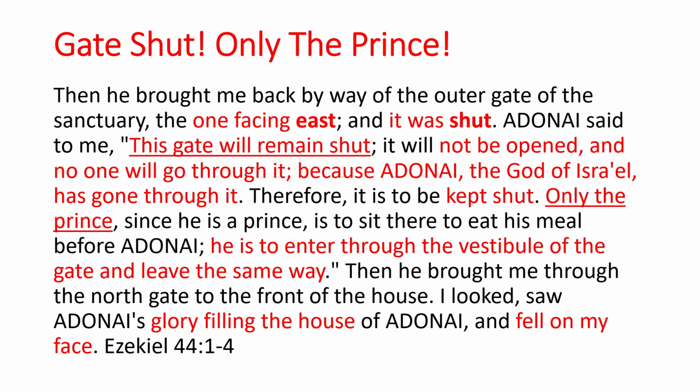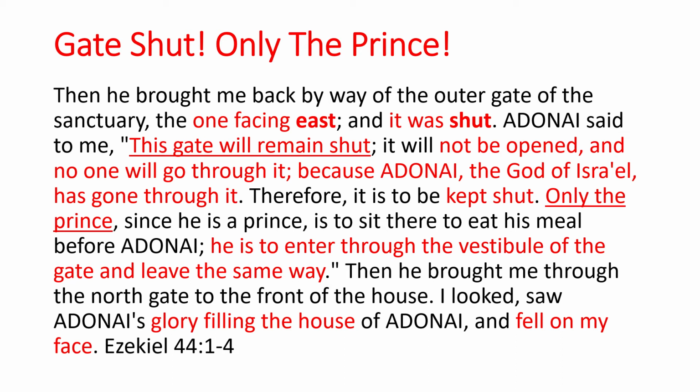So let's show you Ezekiel 44:1-3, and show you how the prophecy fits. "Then he brought me back by the way of the outer gate of the sanctuary, the one facing east, and it was shut. Adonai said to me, 'This is the gate that will remain shut. It will not be opened, and no one will go through it, because Adonai, the God of Israel, had gone through it. Therefore, it was to be kept shut. Only the prince, since he is a prince, is to sit there to eat his meal before Adonai. He is to enter through the vestibule of the gate and leave the same way.' Then he brought me through the north gate to the front of the house. I looked and saw Adonai's glory filling the house of Adonai and fell on my face."